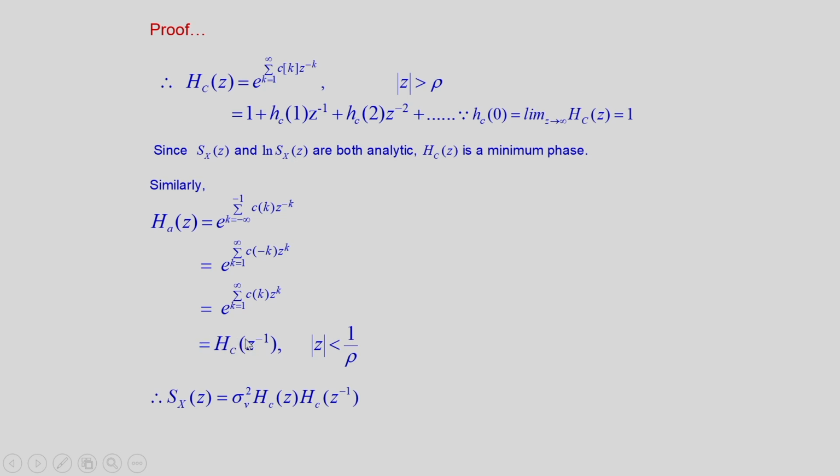Because these powers of z are positive, this is an anti-causal sequence, and its transfer function is Hc of z inverse, and the ROC is mod of z less than 1 by rho. Therefore, what we get is Sx of z, that is the power spectrum, equal to sigma v square into Hc z into Hc z inverse. So that way we have proved the spectral factorization theorem, that is, Sx z is equal to sigma v square multiplied by Hc z into Hc z inverse.